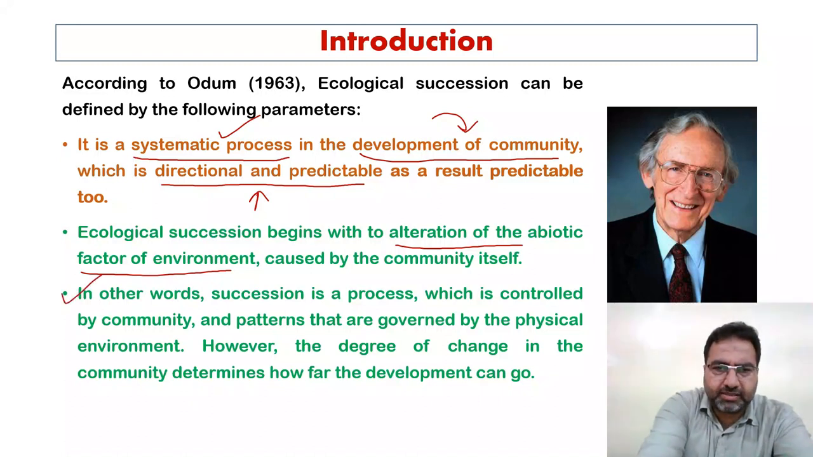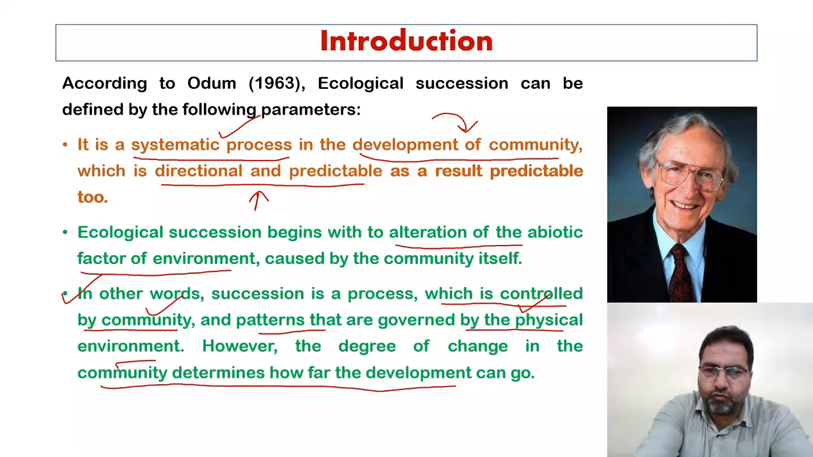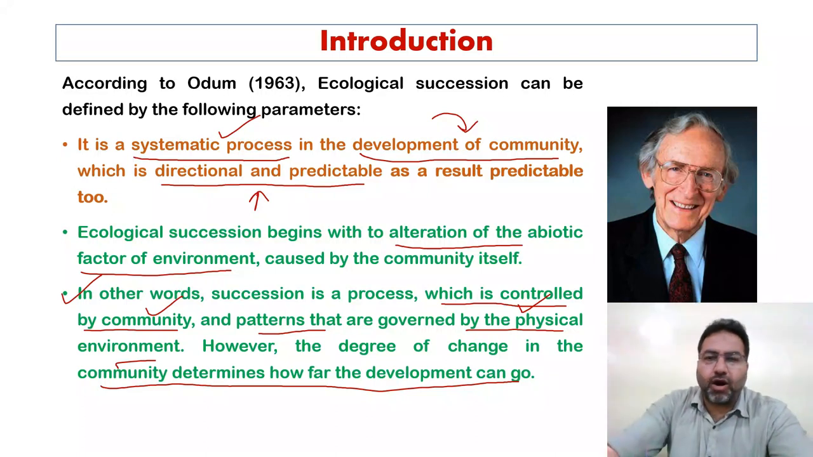In other words, we can say succession is a process which is controlled by the community, and patterns that are governed by the physical environment. However, the degree of the change in the community determines how far the development can go. Again, succession is controlled by the community itself and patterns are governed by the physical environment, and the degree of change in the community determines how far the development can go.